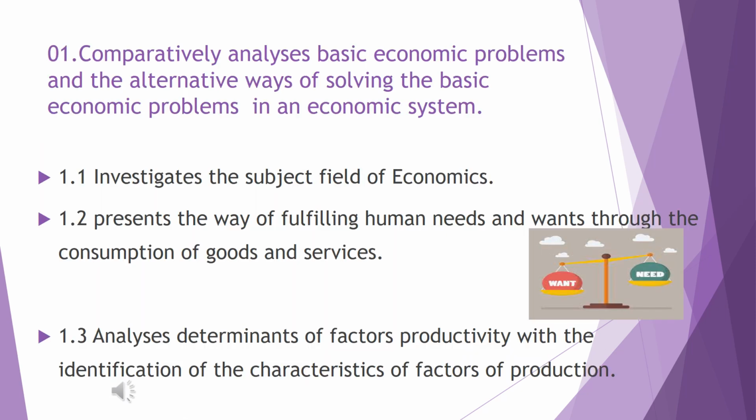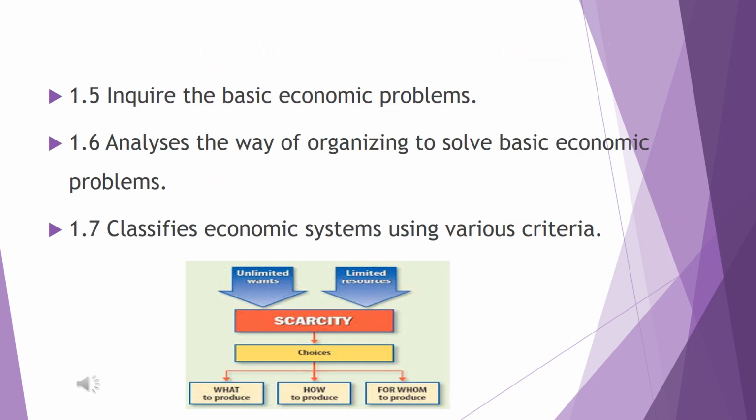Unit number 1 comparatively analyzes basic economic problems and the alternative ways of solving the basic economic problems in an economic system. 1.1 investigates the subject field of economics. 1.2 presents the way of fulfilling human needs and wants through the consumption of goods and services. 1.3 analyzes determinants of factor productivity with the identification of the characteristics of factors of production.